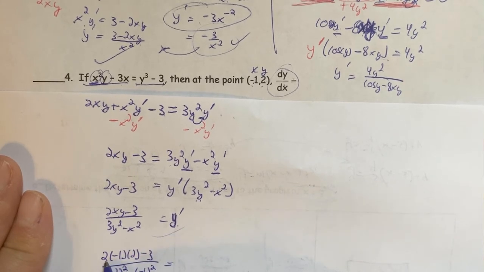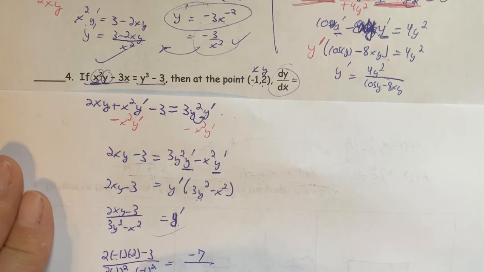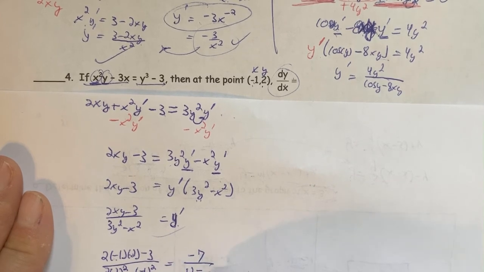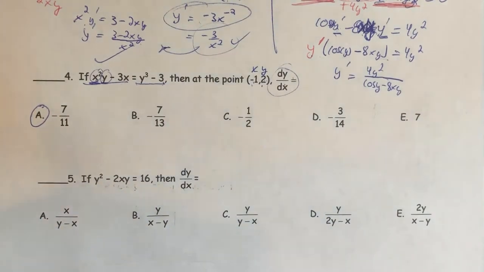Let's be careful about our multiplication. 2 times negative 1 is negative 2. Negative 2 times 2 is negative 4. Negative 4 minus 3 is negative 7. Here we have 2 squared is 4. 3 times 4 is 12. Negative 1 squared is positive 1, so it's minus positive 1, which is negative 7 over 11. And so we get A, negative 7/11.